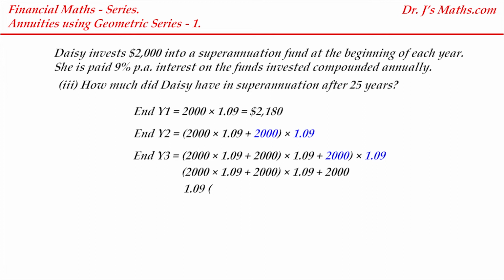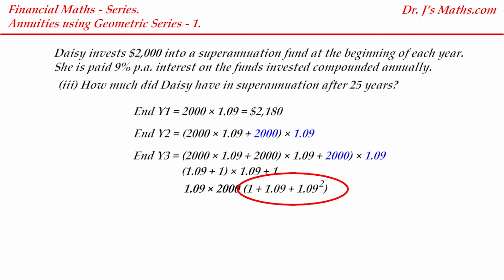And now we've got a common factor of the $2,000 in each of the terms, so we'll now take that one out. And I'm just left with the balance with the interest rates in there, which I'll rewrite by expanding my brackets, and I've got 1 plus 1.09 plus 1.09 squared. Again, I have a geometric series. It's got its first term of 1, common ratio of 1.09, and 3 terms.